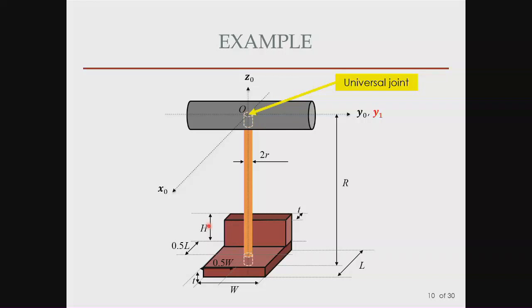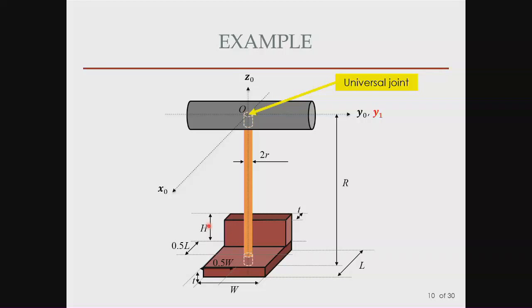I will be talking about degrees of freedom later, but this kind of 2 degrees of freedom joint, we will call a universal joint. You can Google universal joint and look at how it can be constructed. So it allows 2 degrees of rotation. All right.